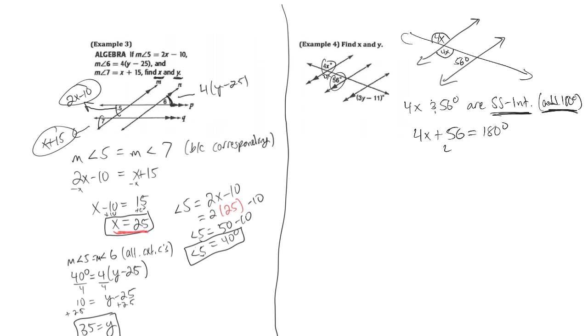Now we get 4x, subtracting 56 from both sides, and we get 4x equals 124 degrees. The last step is to divide both sides by 4. So we get x equals 31.